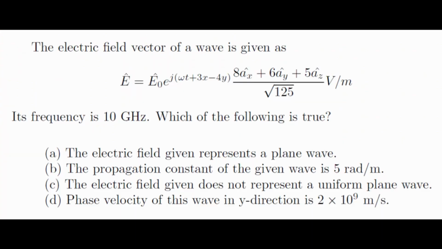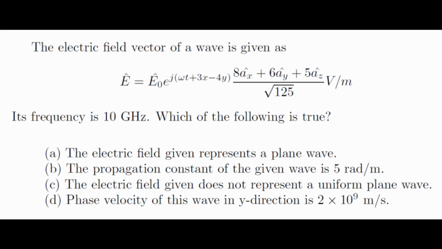Here is an example of multiple select question that can appear in GATE 2021. This question is based on electromagnetic theory, and the question is like this. The electric field vector of a wave is given as E, and there is the electric field expression of this electric field. Its frequency is 10 gigahertz. Which of the following is true? A. The electric field given represents a plane wave. B. The propagation constant of the given wave is 5 radians per meter. C. The electric field given does not represent a uniform plane wave. D. Phase velocity of this wave in y direction is 2 × 10⁹ meters per second.